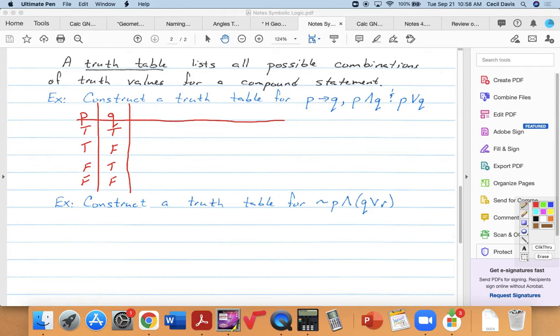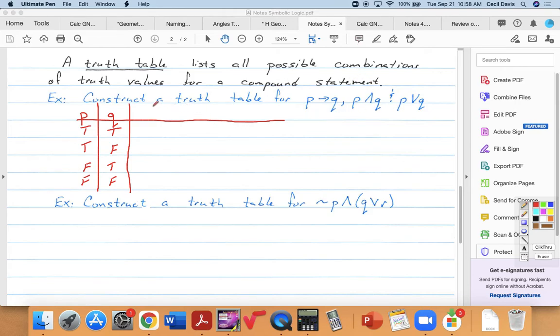So with 2 statements, there are 4 possibilities. With 3, there are going to be 8. I don't think we do any with 4, but with 4 it would be 16. The number of possibilities just keeps doubling every time.